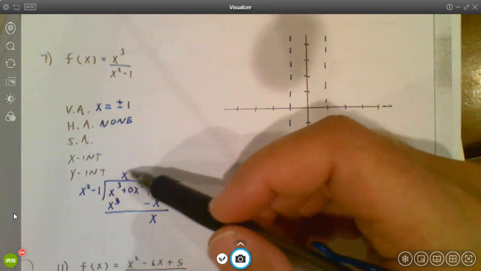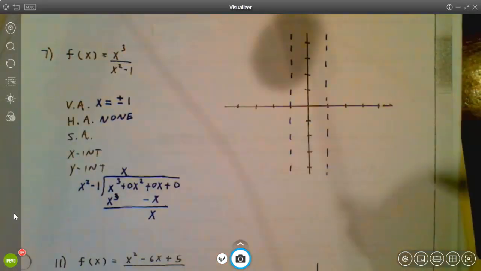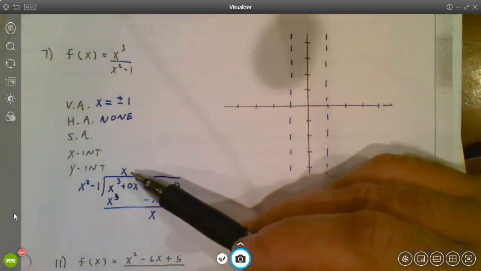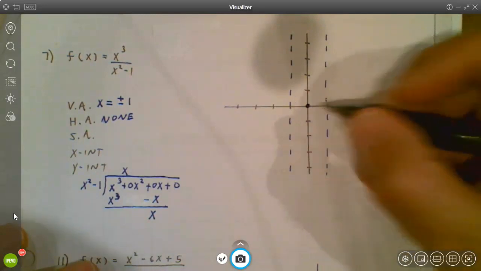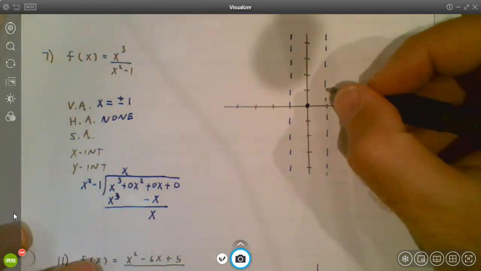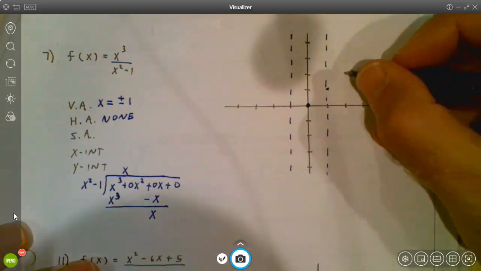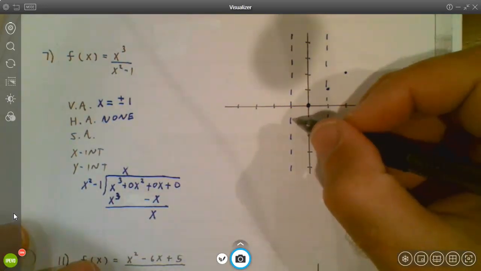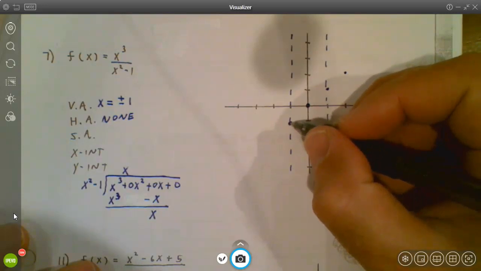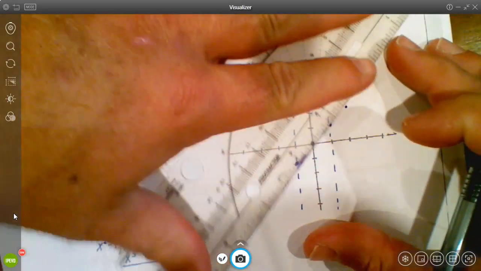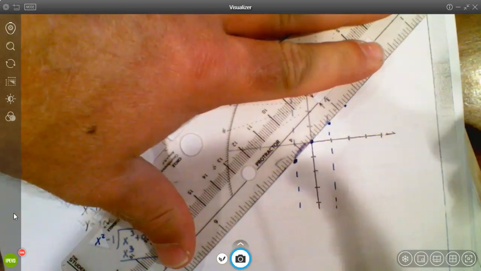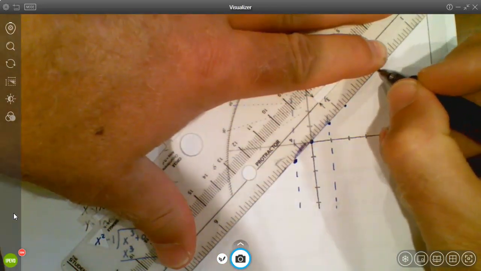So what I see here is the equation of our slant asymptote. So this goes through y equals x. Remember, that would start at 0. It's going to go up 1 over 1. Alright, so here is our slant asymptote.